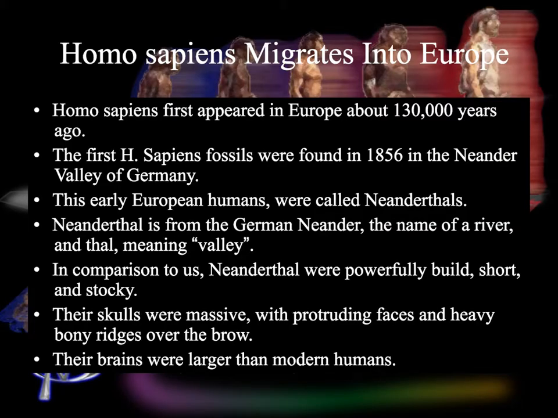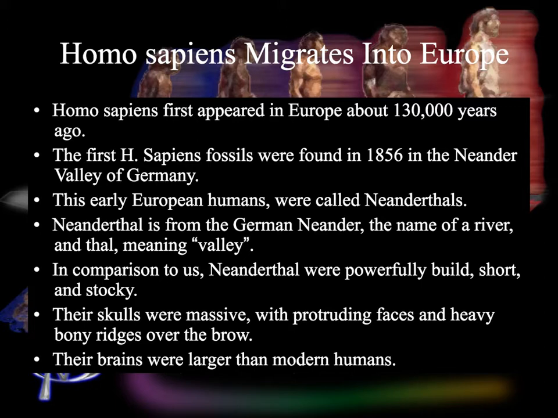Homo sapiens did appear in Europe around 130,000 years ago. When they were discovered, it was in 1856, in Neander Valley in Germany, so therefore they called these first people Neanderthals. Neander is the river, Tal means valley, so basically they were translated as the Neander River Valley people.